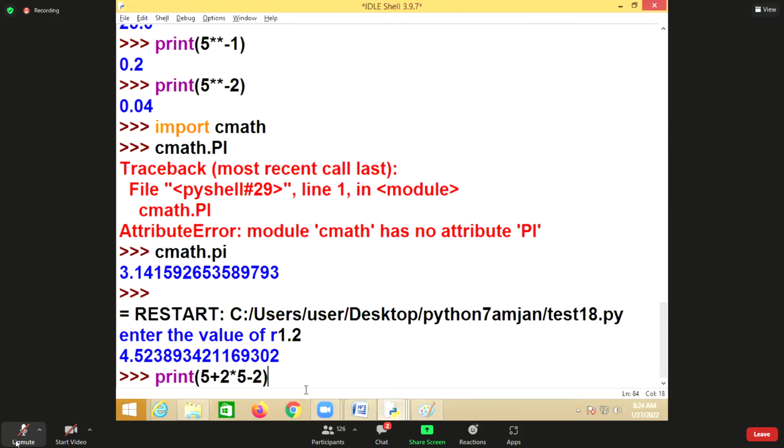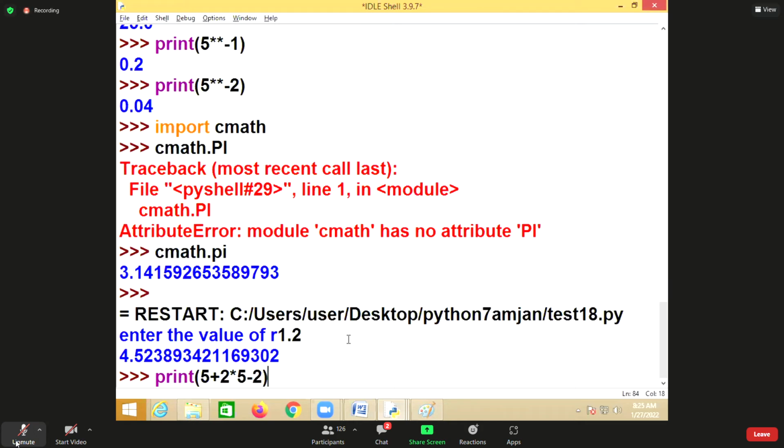What is the result? Apply BODMAS here. If you apply BODMAS, which one is executed first? Multiply. 2 into 5 is 10. Then 5 plus 10 minus 2. 5 plus 10 is 15. 15 minus 2 is 13. The result is 13.